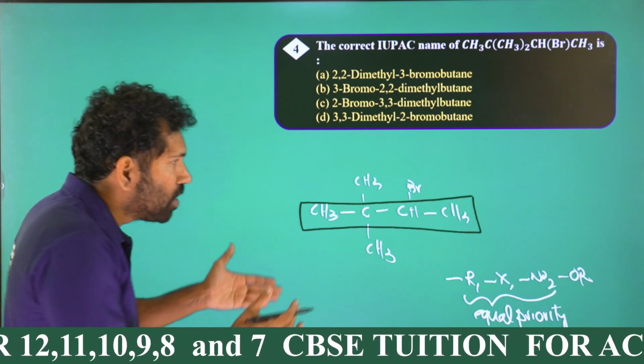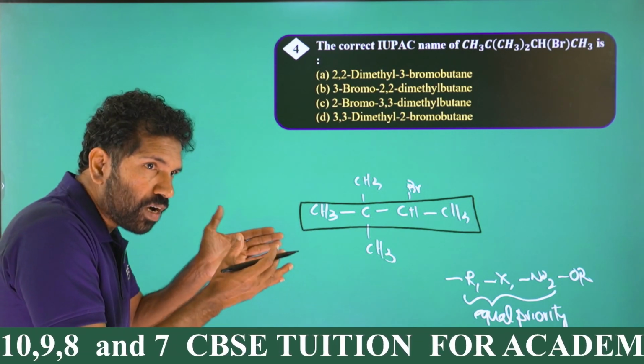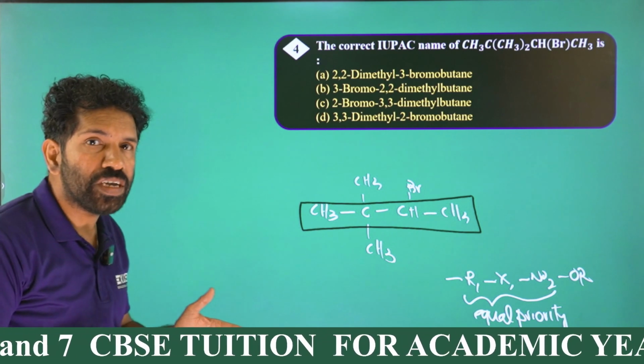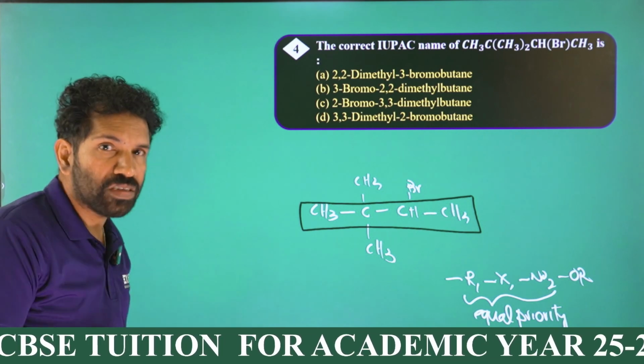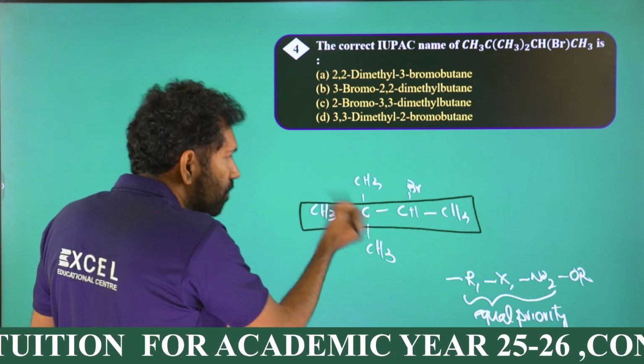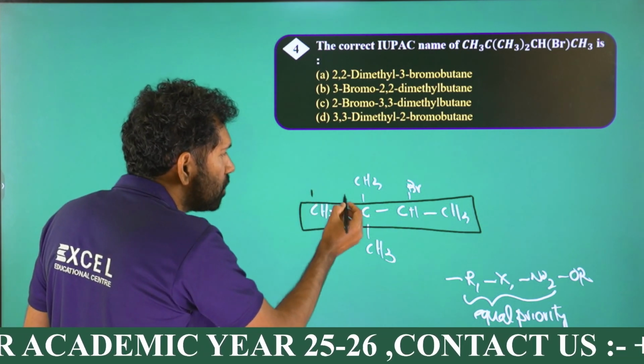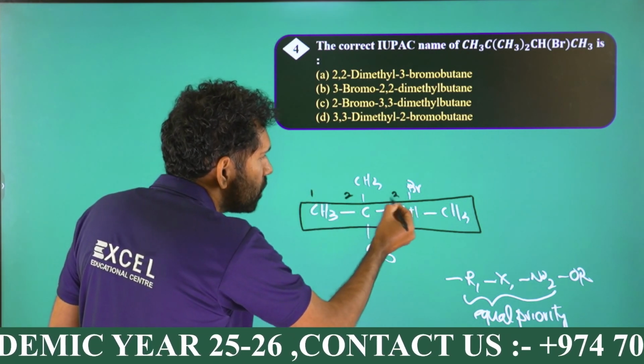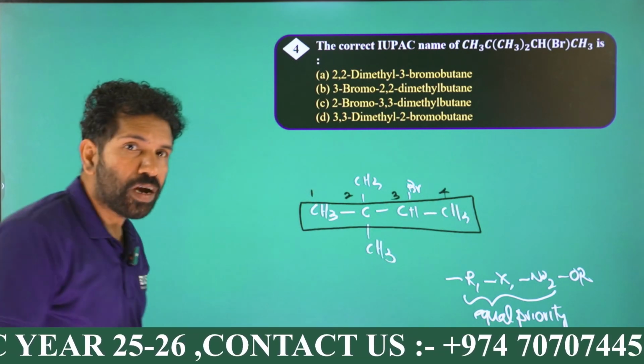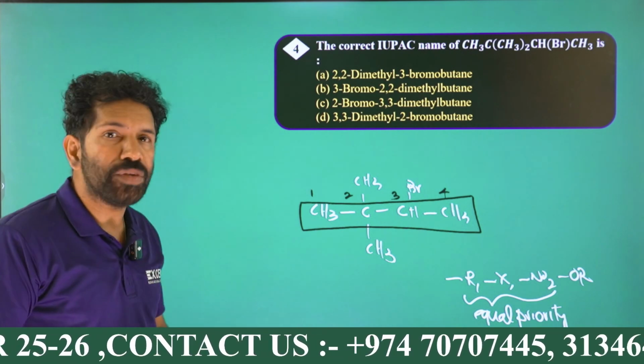So at that time we have to start numbering from the side nearest to the greater number of branches. Here you can see the left side contains more branches, so we have to start numbering from here. This is 1, this is 2, this is 3, this is 4. Then we have to write the name according to alphabetical order.